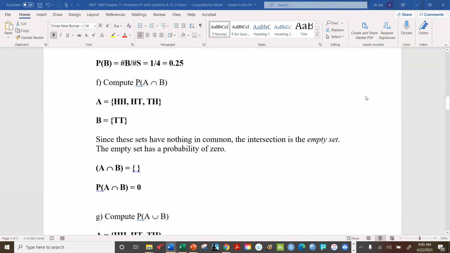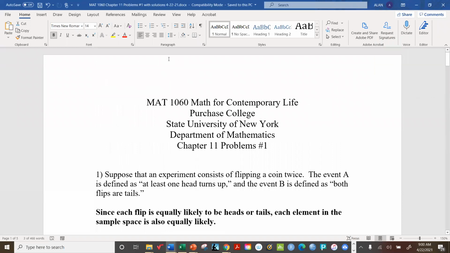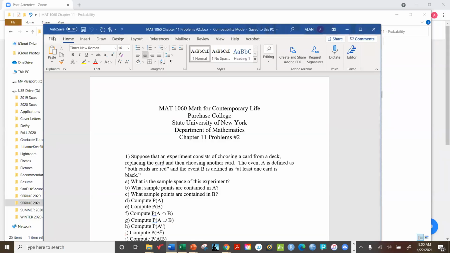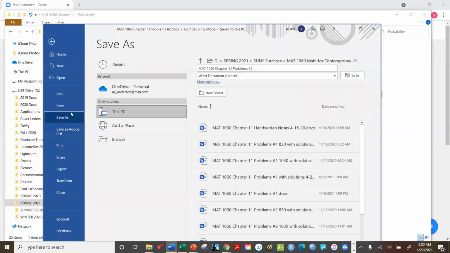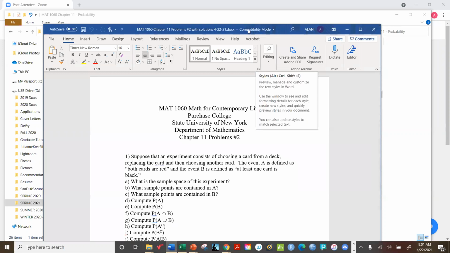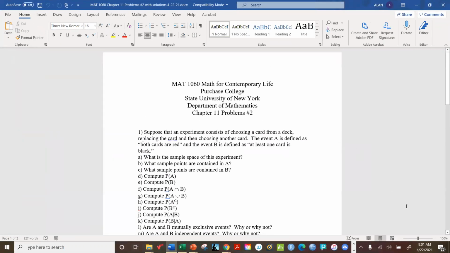And if you did this one well, if you did well on this one, you'll have no trouble whatsoever with the second one. All right, let's get this one going. All right, so we have another one that starts off with an experiment. It's a different experiment, of course.